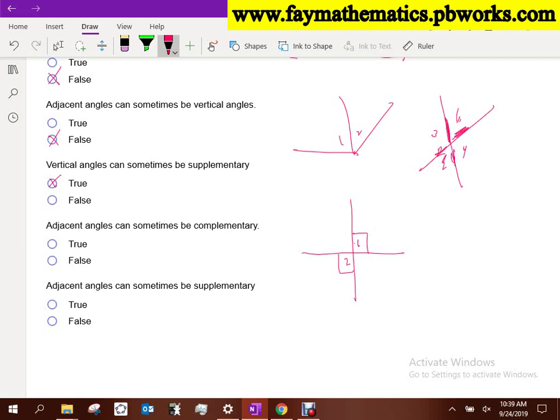Adjacent angles can sometimes be complementary. Absolutely. Complementary just means they add up to 90, so I can have a 90-degree angle and a ray there. Maybe this one's 30, maybe that one's 60. They would be adjacent, and they'd be complementary. That's true. Adjacent angles can sometimes be supplementary. Angle 1 and angle 3 here are adjacent, and they're supplementary. They're a linear pair. 3 and 2 are adjacent, and they're supplementary.